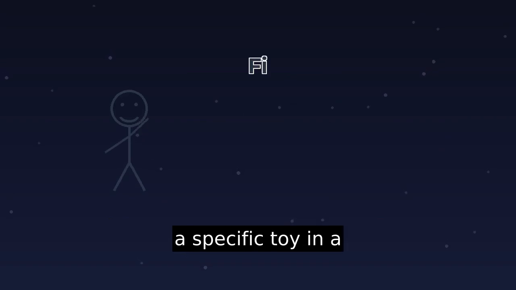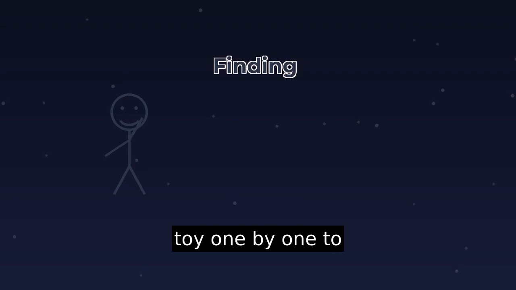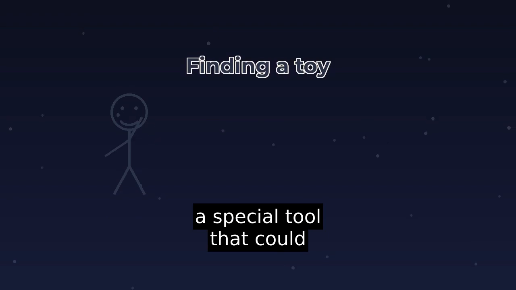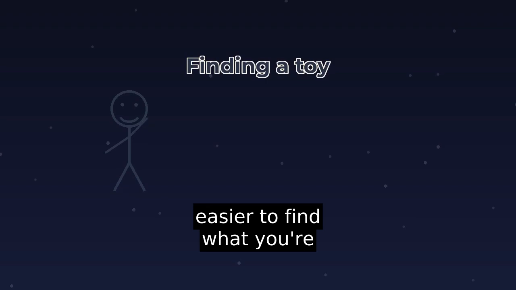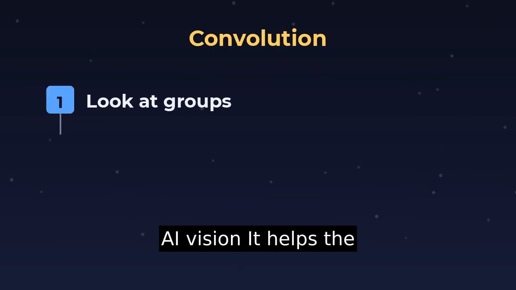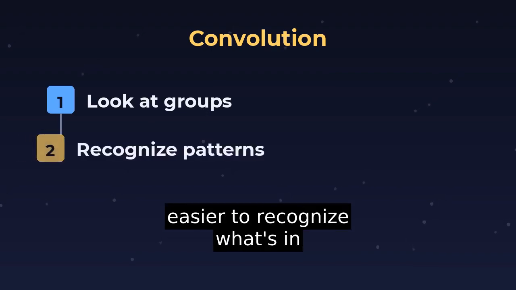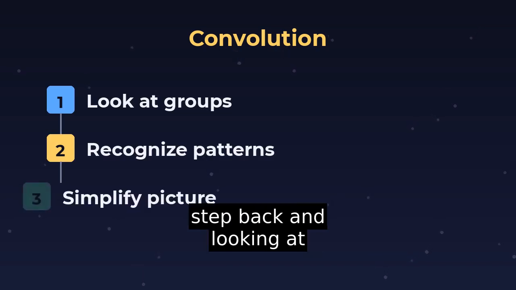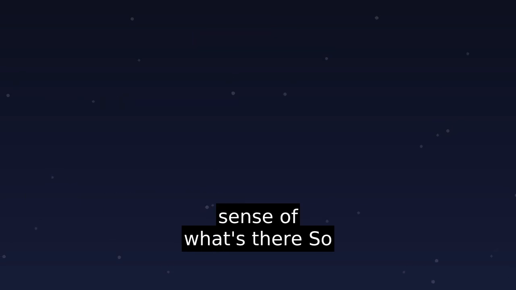Imagine you are looking for a specific toy in a big box of toys. You need to look at each toy one by one to find the one you want. But what if you had a special tool that could help you look at the toys in groups, like a special lens that makes it easier to find what you're looking for? That's kind of like what convolution does in AI vision. It helps the computer look at pictures in a way that makes it easier to recognize what's in them. And then there's pooling, which is like taking a step back and looking at the whole box of toys at once, to get a sense of what's there.